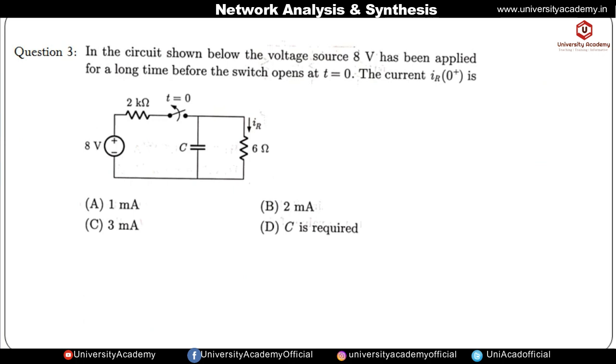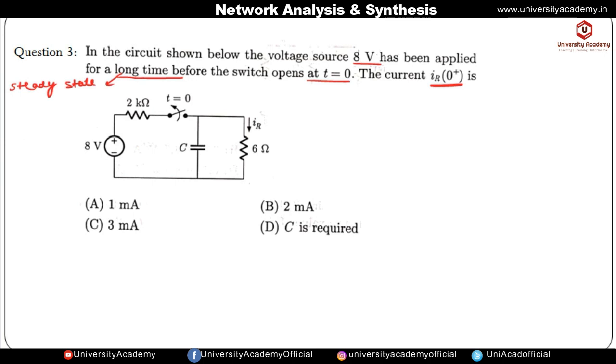The question is: in the circuit shown below, the 8 volt voltage source has been applied for a long time before the switch opens at t equal to 0. It means initially the switch was closed, and this long time again indicates that the circuit is in the steady state for t less than 0. Now we have to find the current IR at t equal to 0 positive, the current flowing through this resistance.